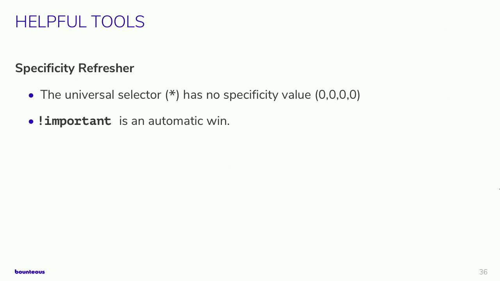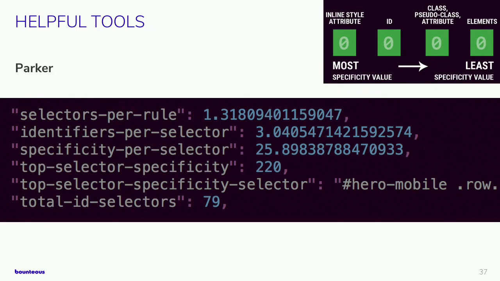Last things, universal selector is zeros, and important is an automatic win. It's like putting it in the millionth placement. And importance win through the cascade of your style sheet. So if you had an important at the beginning and one at the end, the cascade, the one at the end is always going to win. So speaking of importance, that's what Parker tells you. We're going to get a little bit more to that later, but it counts the number of importance as well.